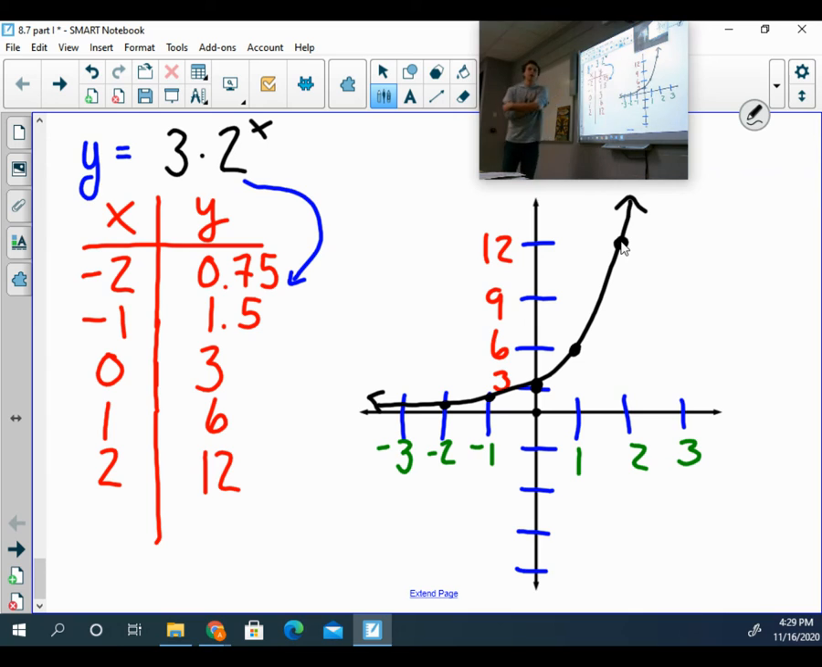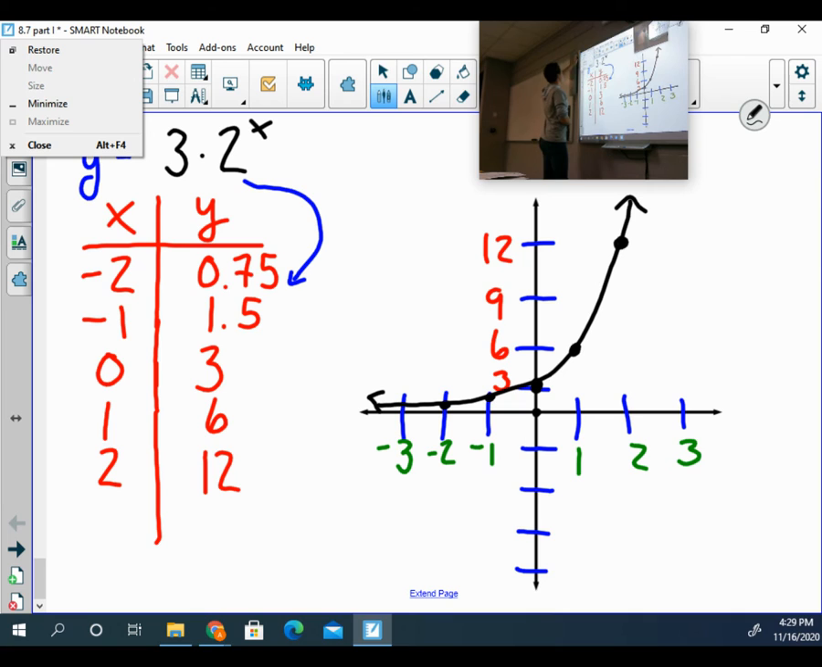Folks, pause the video right now and put a little star in your notes. If you are unsure of a certain step I followed, whether it's how I picked my x values, how I found my y values using the exponential function, how I plotted them, or how I graphed them with the curve, let me know. But this is how we graph exponential functions.